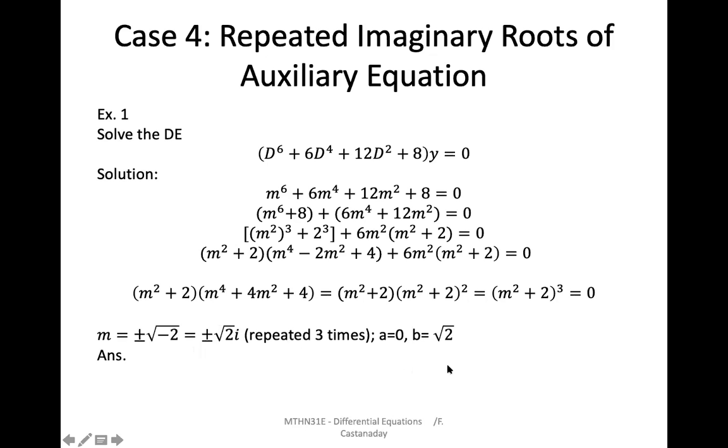That's why your final answer in simplified form is c sub 1 plus c sub 3 x plus c sub 5 x squared. As you can see, since it's repeated, you have x in your final answer here. So these are the coefficients of cosine of square root of 2 times x, and these are the coefficients of sine of square root of 2 times x. As you can see, the subscripts alternate, or have a gap: even subscripts and odd subscripts.